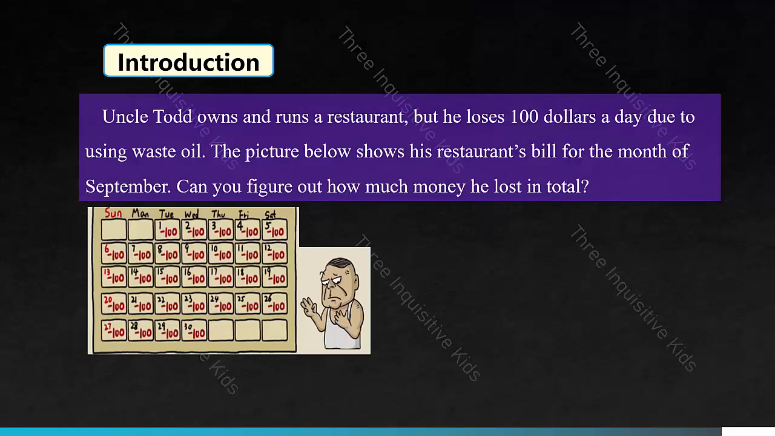Uncle Todd owns and runs a restaurant, but he loses $100 a day due to using waste oil. The picture below shows his restaurant's bill of the month for the month of September. Can you figure out how much money he lost in total?